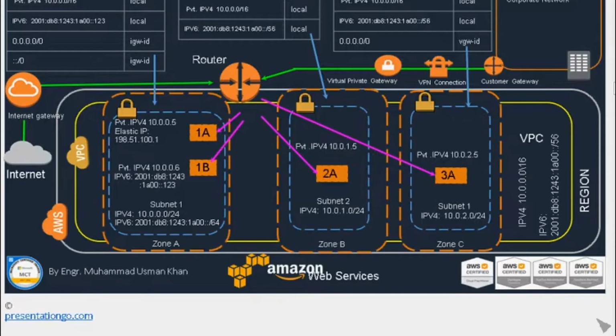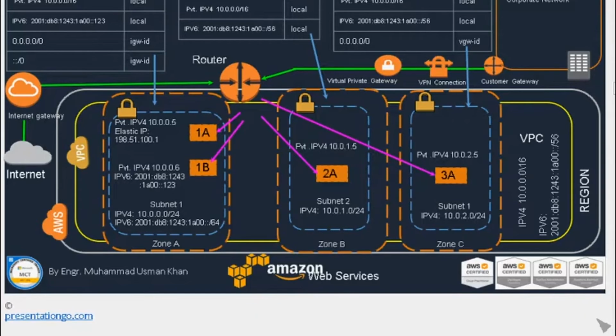And the third one is basically connected to the third subnet. Now the second availability zone and the subnet is directly connected to the router, right? And the third one is basically directly connected to the VGW. VGW means virtual gateway. We use a virtual gateway whenever we need to connect from an on-premises data center to the VPC, so that we can use the virtual gateway.